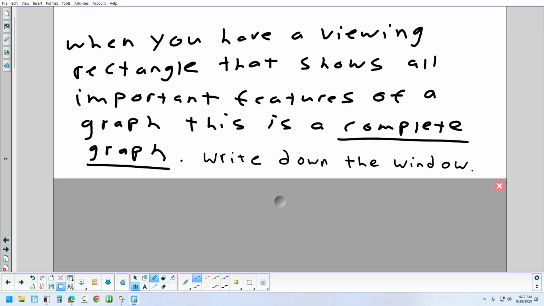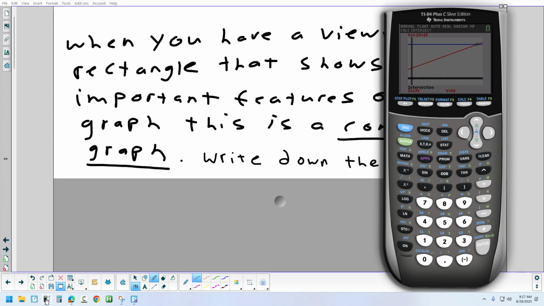So a lot of times in the homework, they're going to say, find a complete graph, or find a complete window for the following. That basically means find a window that shows everything that's important. What's important? Well, it depends on the problem. If I had a parabola, I would say the vertex is important. Where's the bottom, or where's the high point? If I had 2 lines and I'm looking for where they cross, the intersection point is important.